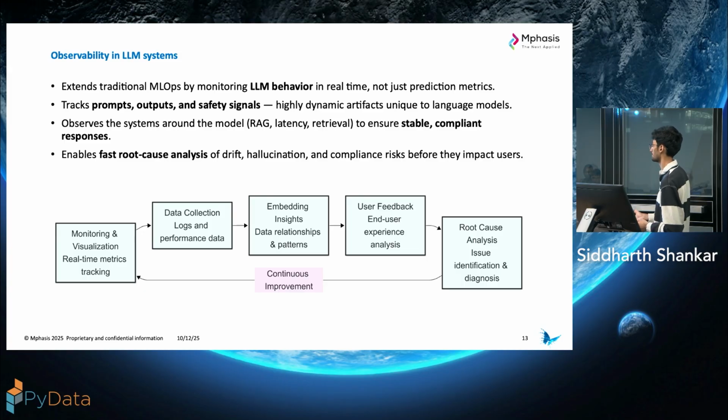This would be quite similar to what you see in an observability or monitoring setup in your traditional ML lifecycle. You do your data collection, logs, and performance data. In this case, it would be user prompts, the LLM responses, and any safety signals or flags. These would be highly dynamic artifacts because you would have multiple prompts and subsequent responses coming in, which are still unique to the LLM that you've deployed. Other things that can be collected are, of course, embedding insights and data relationships, etc.